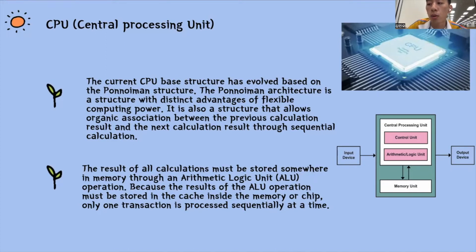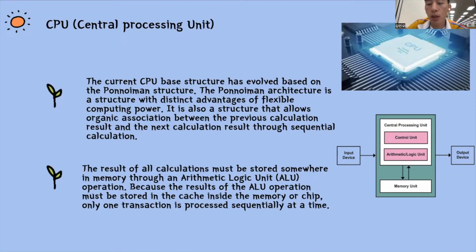However, all modern CPUs have the same problems with serial executions. It's called the von Neumann bottleneck, which means that the result of every calculation must be stored somewhere in memory after an arithmetic logic unit operation, which stands for ALU. Because the results of the ALU operation must be stored in the cache inside the memory or chip, only one transaction is processed sequentially at a time.